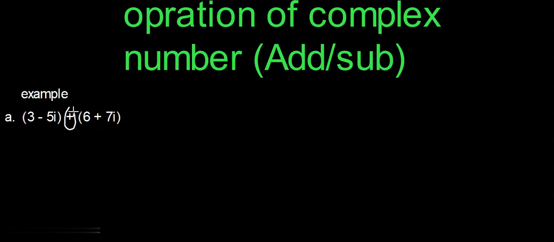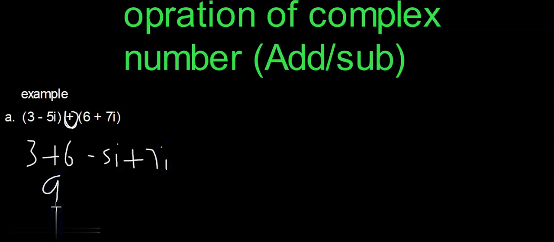So when I do that, I'm going to get 3. Since this sign is plus, I'm going to say 3 plus 6, and then minus 5i plus 7i, since this is a plus sign. Then 3 plus 6 will be 9, and this one will be plus 2i. My last answer will be 9 plus 2i. So this is how you deal with this type of question, which is just an addition.